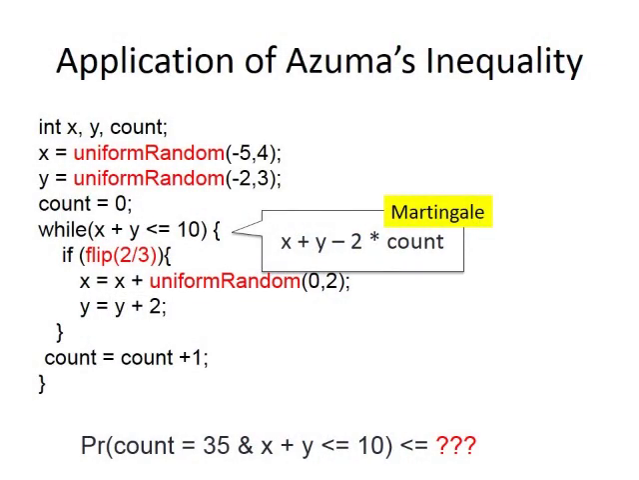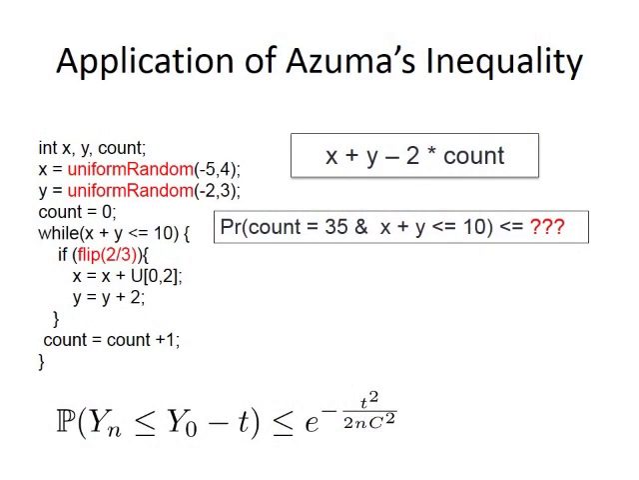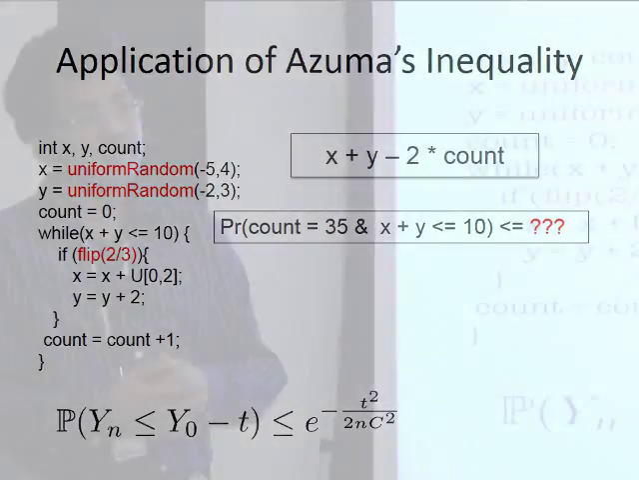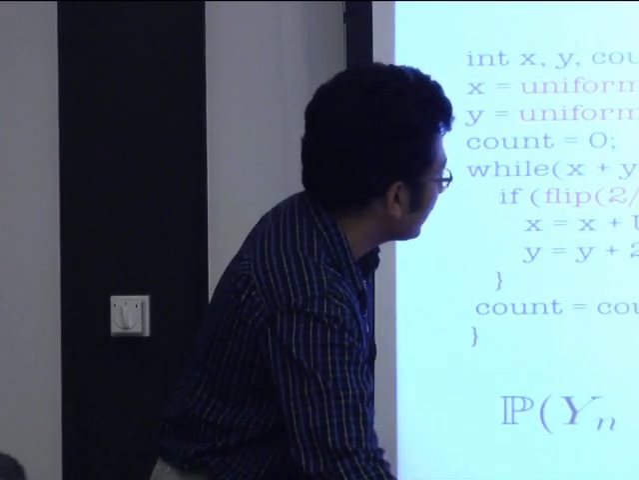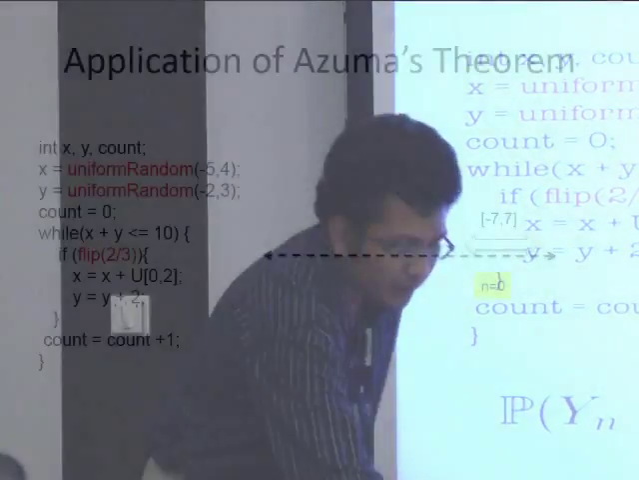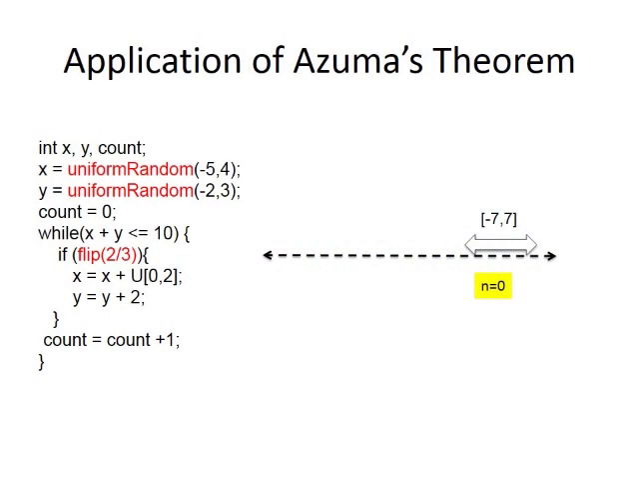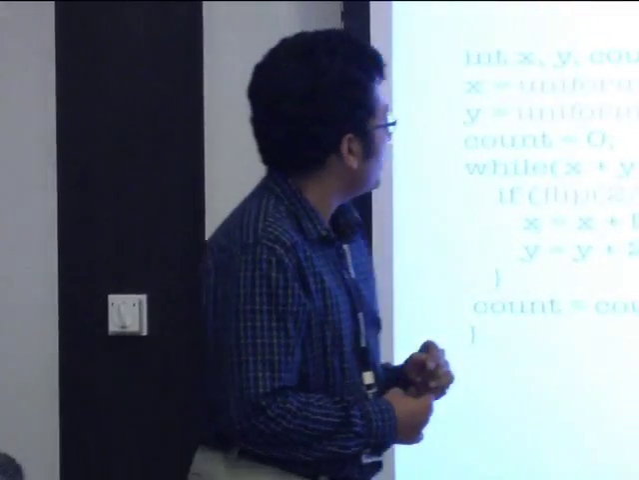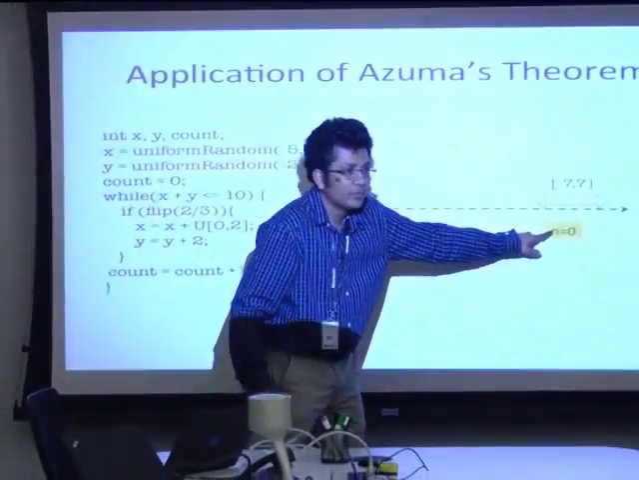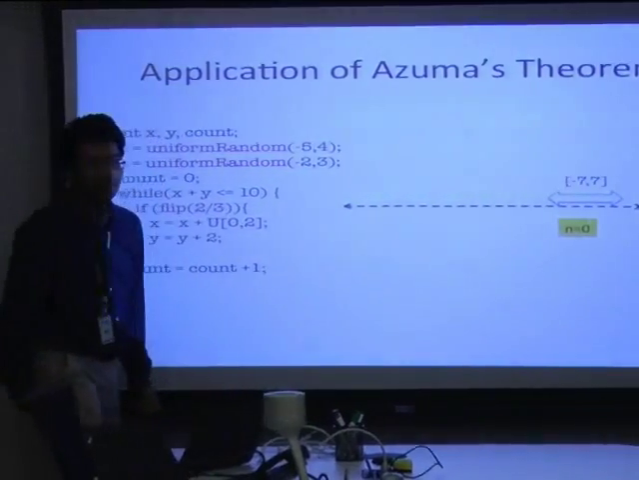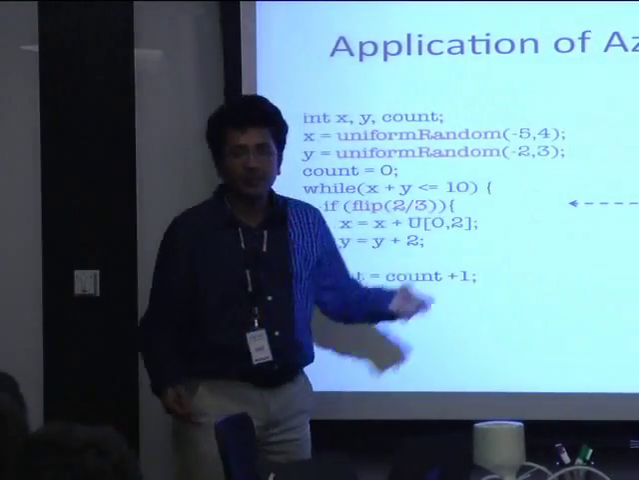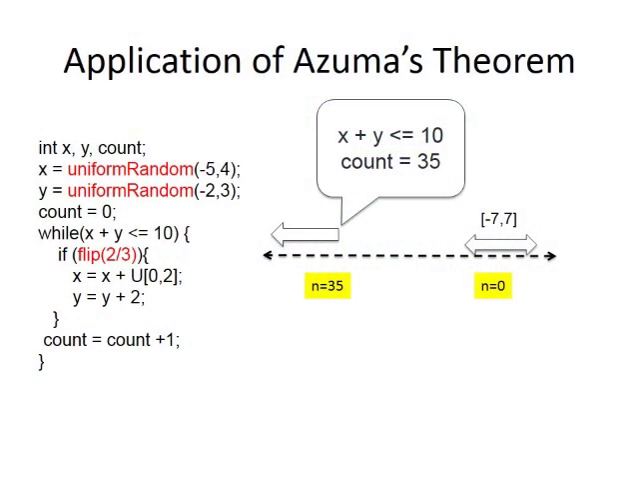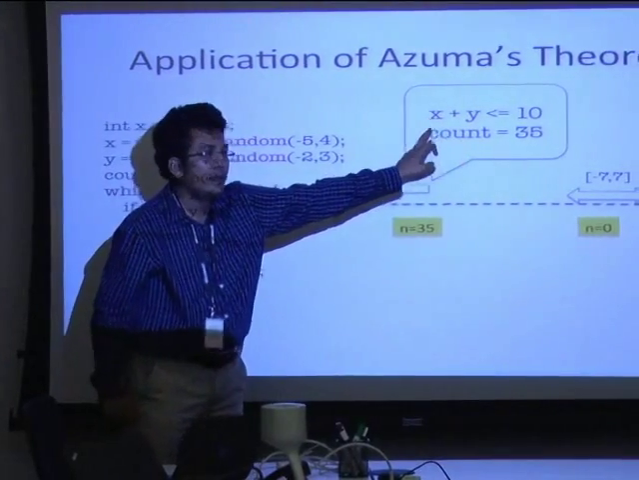Okay, I know the martingale I want to use, x plus y minus 2 count. So how do I use it? Let me take you through some of the steps. And this is the part where we'll have to mechanize, and I'll show you some of the challenges that come up. So suppose you want to do this. We want to use Azuma's inequality. That's why I introduced it. Okay, so let's look at this expression, x plus y minus 2 count. Initially, I claim that at n equals 0, n being time, it's between minus 7 and plus 7. At the start, x plus y minus 2 count is between minus 7, count is 0 so you can forget it, and plus 7. Okay? And I would like to know at n equals 35, what's the probability that x plus y is less than or equal to 10 and count equals 35.